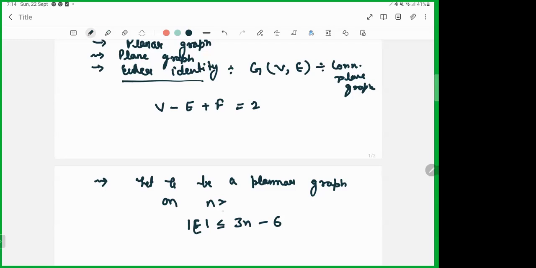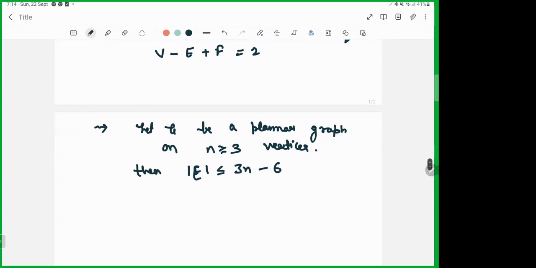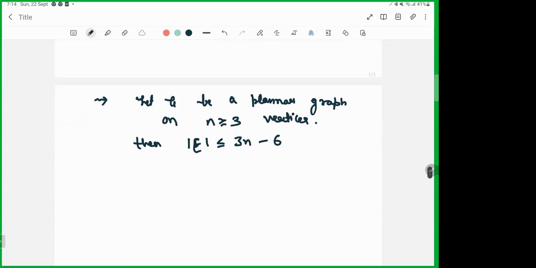So on n greater than 3 vertices, the cardinality of E should be less than 3n minus 6. This theorem is saying basically that if G is a planar graph on n greater than 3 vertices, then the cardinality of edges should be less than 3n minus 6. So this says that if a graph has more edges than this on given vertices, then this graph is not going to be planar.